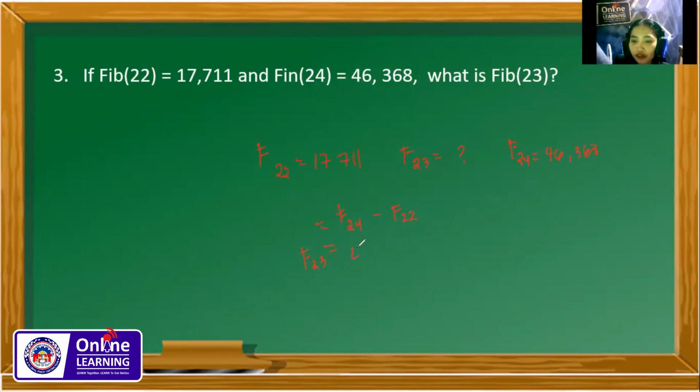So, 46,368 minus Fibonacci 17,711. Therefore, the Fibonacci 23 natin is 46,368 minus 17,711. So, the Fibonacci 23 natin ay 28,657. Ayan po yung Fibonacci 23 natin.